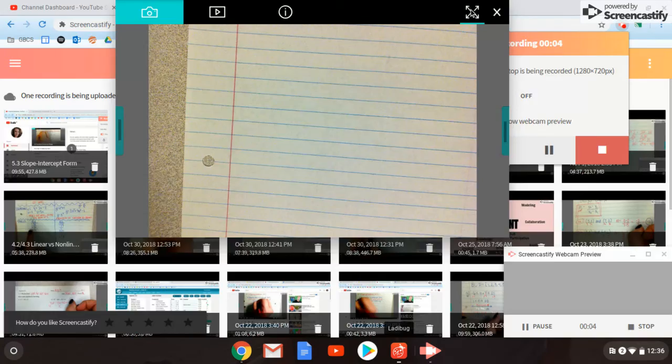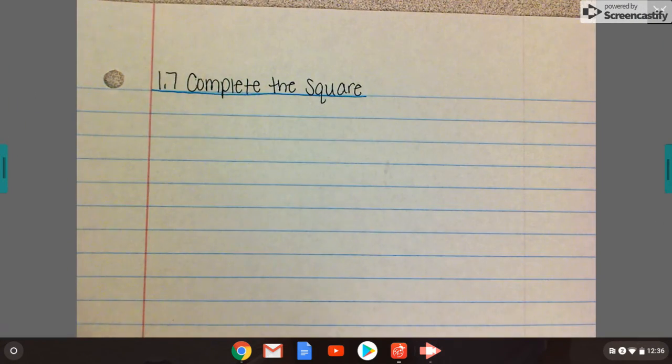We're going to work through our notes on section 1.7, which talks about completing the square. So let's jump right into it.